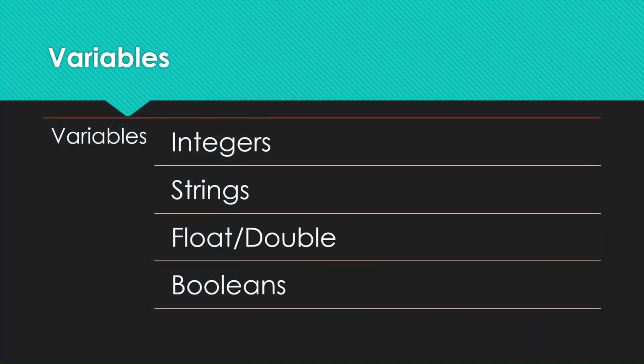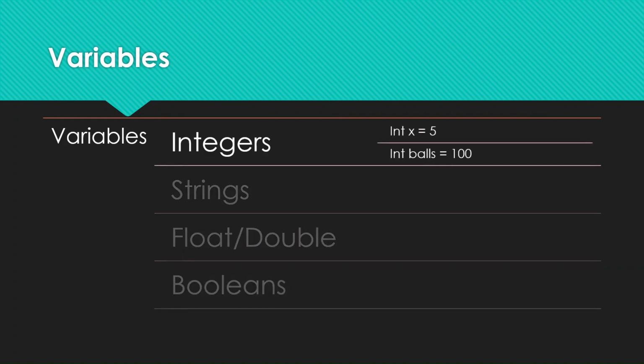So we have four types of variables here. The first one is integers. The right hand side are all examples. So you can see int x equals 5 and int both equals 100. Integers take numbers such as negative, 0, and positive into account, but they do not take decimals into account.